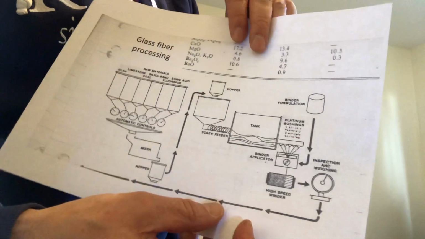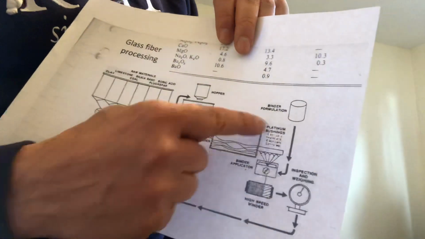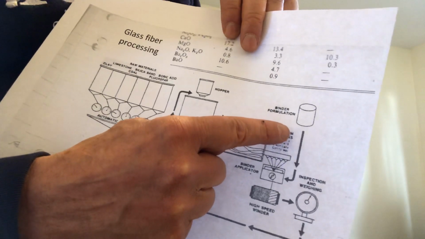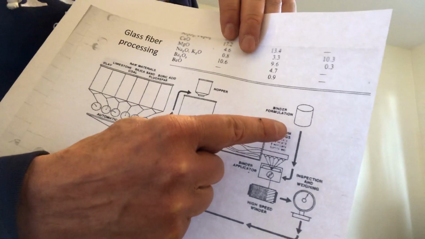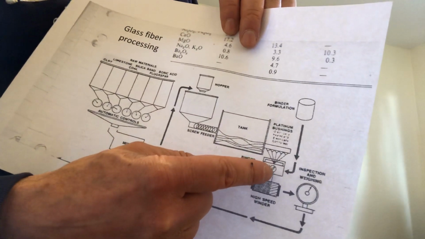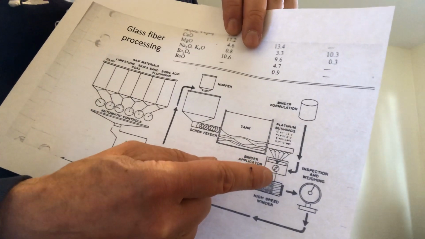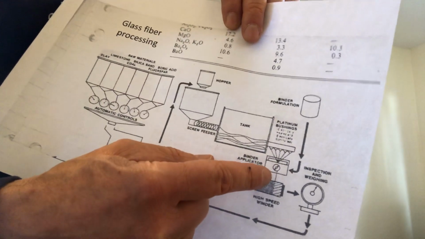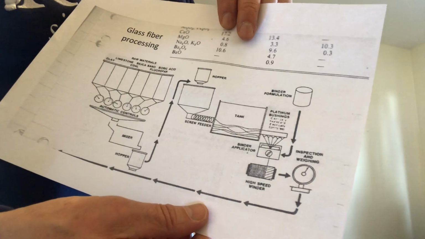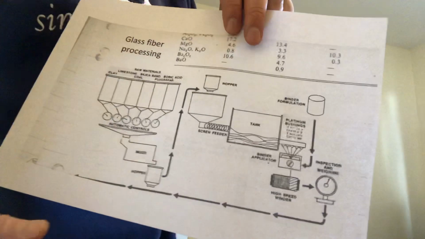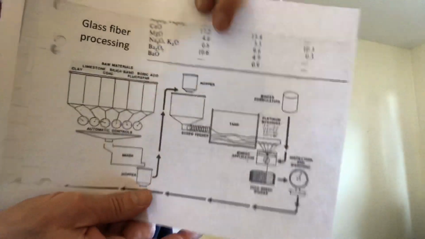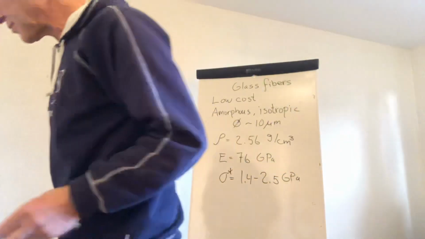It is important also to point out that there is a binder or a sizing agent sprayed on the fibers, and this is important because we need that in order for the fibers to have the characteristics that we want at a later stage. So this, in short, is what the preparation is like for glass fibers.